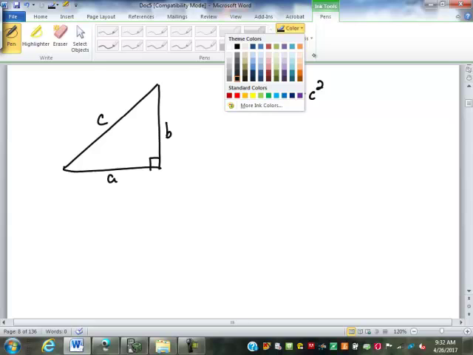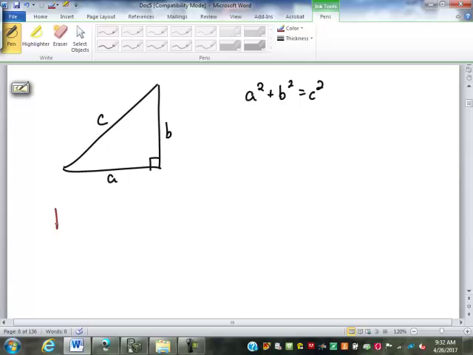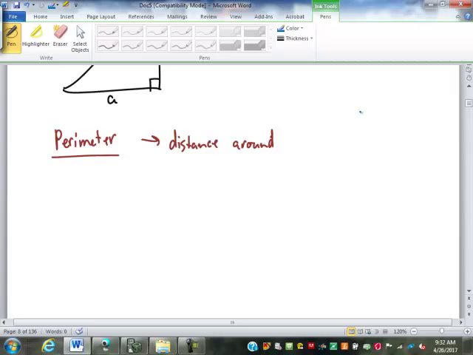One of the things we're going to discuss today is called perimeter. Perimeter is the distance around an object. We've seen formulas for perimeters for rectangles before, but perimeter is really simple. It's just adding up the sides.